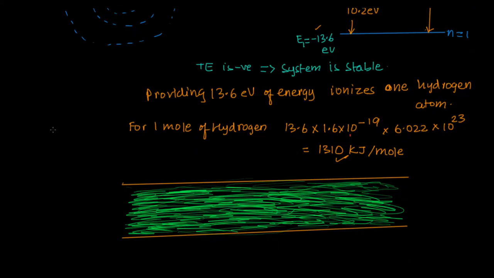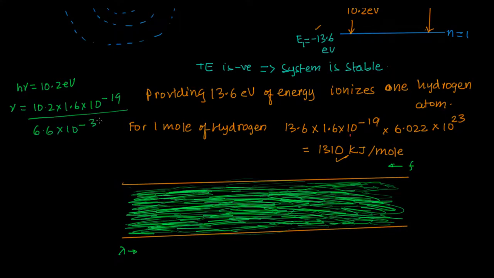Corresponding to 10.2 electron volts, you can find the requisite frequency. Say my frequency is increasing from here to here, and my lambda will increase in the opposite direction, right? They are inversely proportional. So let us try to find out the frequency associated with the energy of 10.2 electron volts. I do nothing. h nu is equal to 10.2 electron volts. So this will correspond to 10.2 into 1.6 into 10 to the power minus 19, divided by 6.6 into 10 to the power minus 34. This is the corresponding frequency.